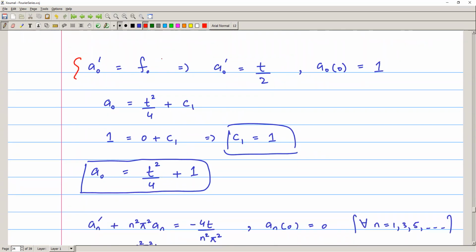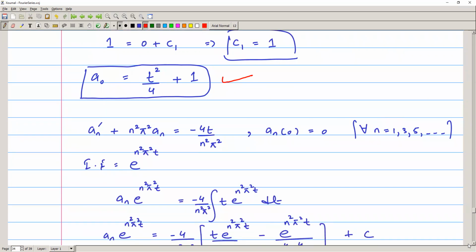So we discussed that a naught prime is equal to f naught, and we have the initial condition for a naught here. We calculated, and a naught of 0 is equal to 1. This is the initial condition. We will solve this equation. This is a first order equation, very simple, and we formulated this answer for a naught, right?